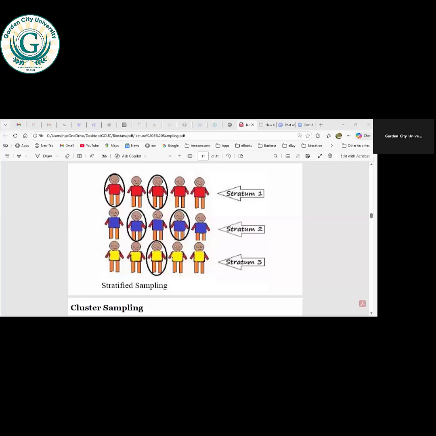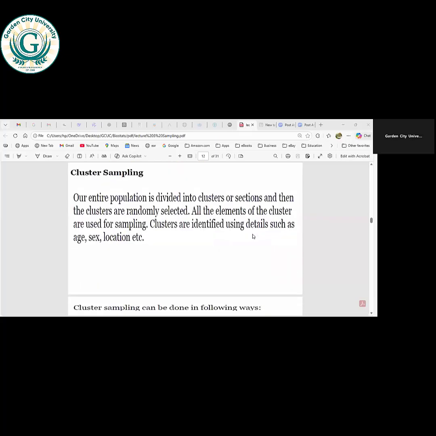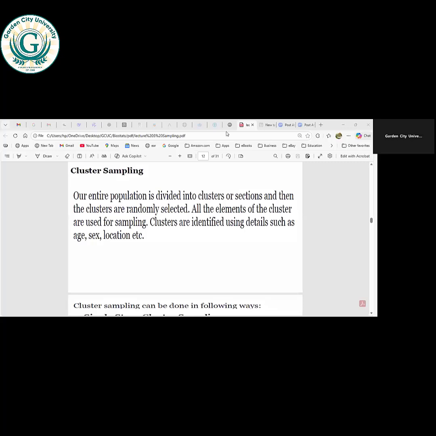Okay, so now let's move on to the next one. The next one is what we call cluster sampling. In most cases, students confuse cluster and stratified sampling. So for cluster sampling, you have to divide the population into groups.